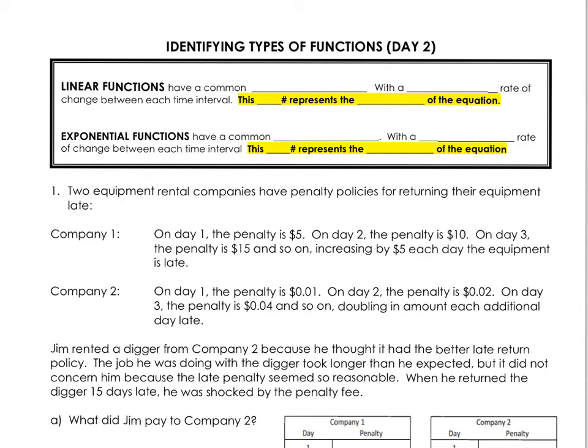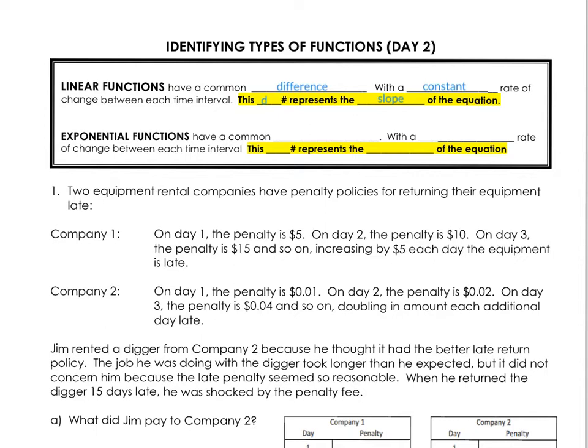Welcome to video 2. Today we're going to talk about identifying types of functions. So if you'll recall, we talked about how linear functions have a common difference with a constant rate of change between each time interval. This d number represents the slope of the equation.